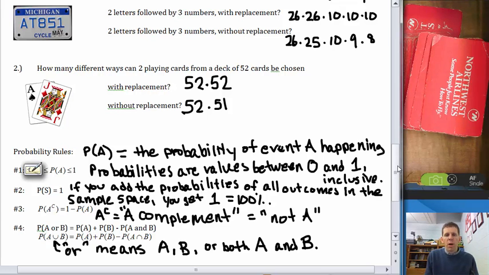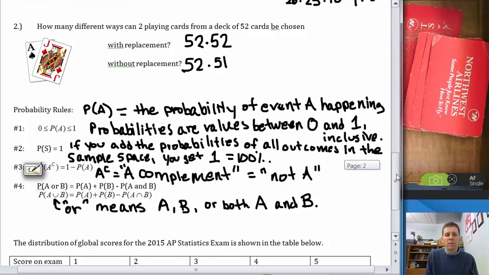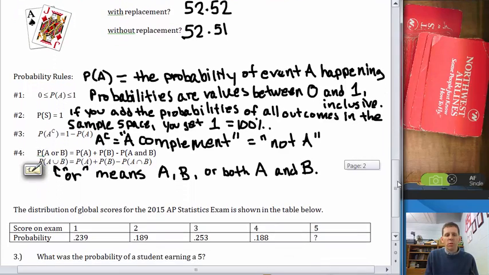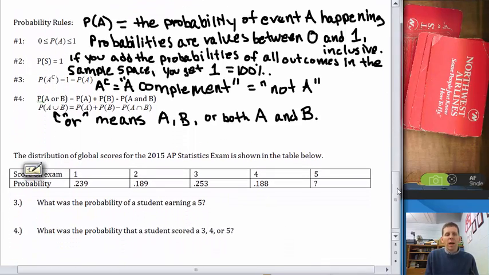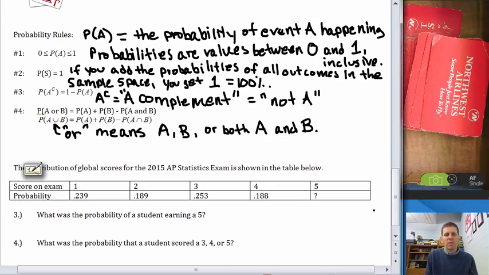These are some basic rules in probability, and you could use those probability rules to answer questions like the ones below. On this chart, we have a distribution of global scores for the 2015 AP Statistics exam. The score for 5 is missing here, and the question asked is what's the probability of a student earning a 5? You could probably figure that out because you know from Rule 2, all the probabilities should add up to 1. For Rule 4, what's the probability that a student scored a 3, 4, or 5?